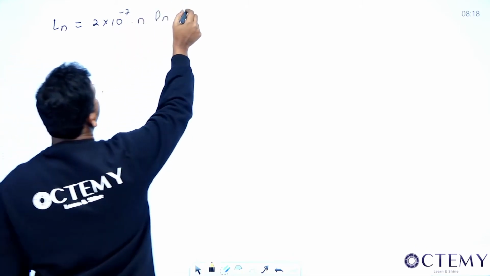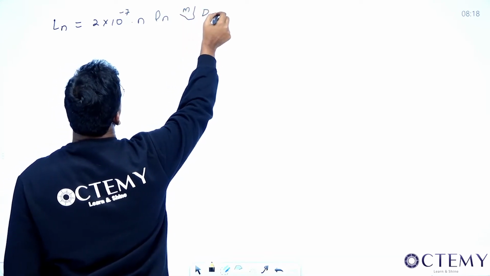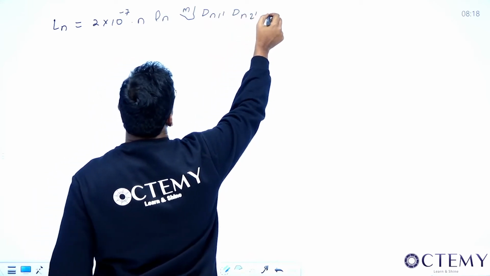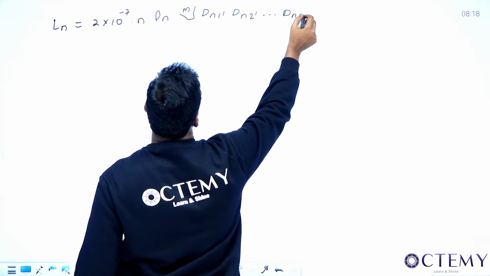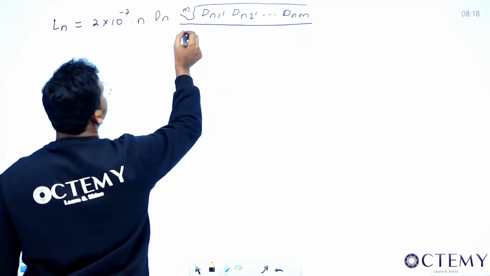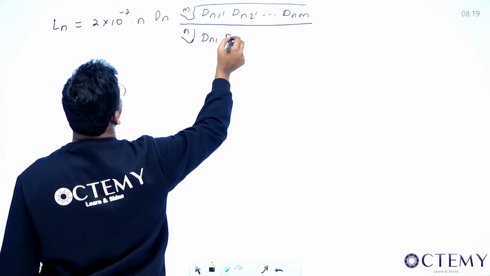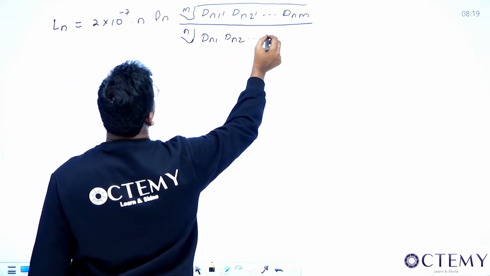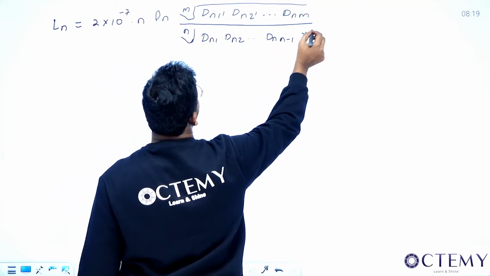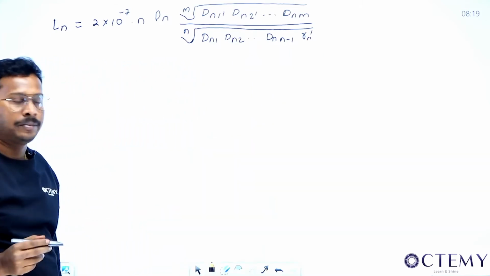You should become comfortable by now. The nth root of the distance between the nth conductor and 1 dash, the distance between the nth conductor and 2 dash, and then so on, the distance between the nth conductor and m. This is the mth root, whole divided by the nth root. See, sir, what is the nth root? The nth root is the distance between the nth conductor and 1, the distance between the nth conductor and 2, and then so on, the distance between the nth conductor and the n minus 1th conductor, and Rn dash, the radius of the nth conductor. This will be Ln, right?